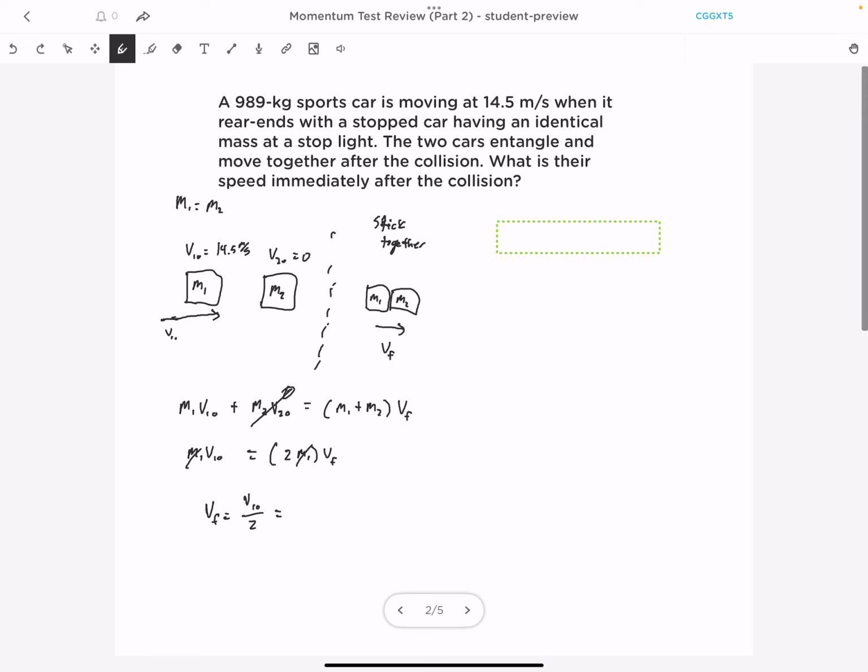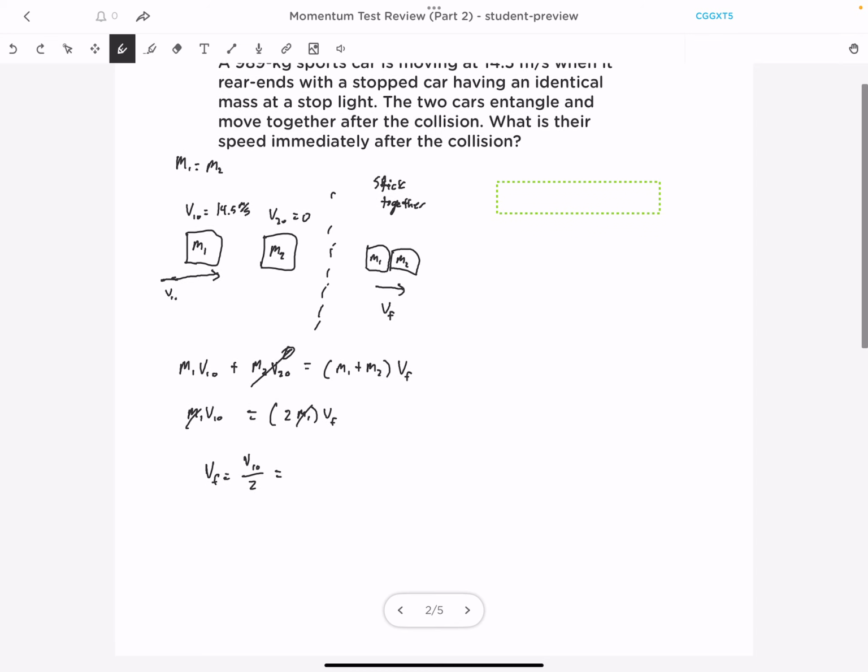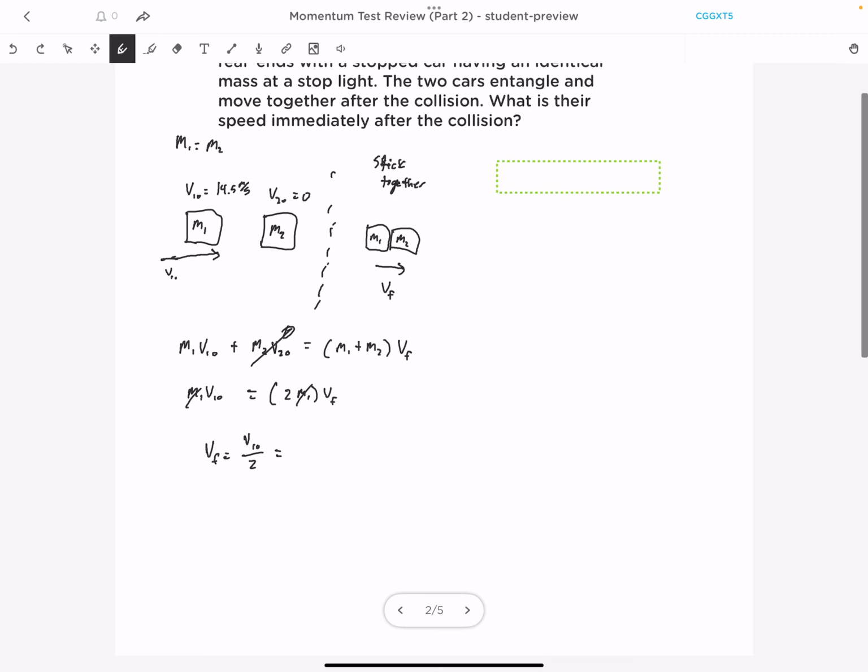So basically it's as if the system doubled its mass for the same momentum, by conservation of momentum. So here, if it has a velocity of 14.5, well, it's just 14.5 meters per second divided by 2, and we end up with 7.75 meters per second. Wait, what am I doing? That's not 7.75. That is 7.25 meters per second. All right, and that's how you solve that one.